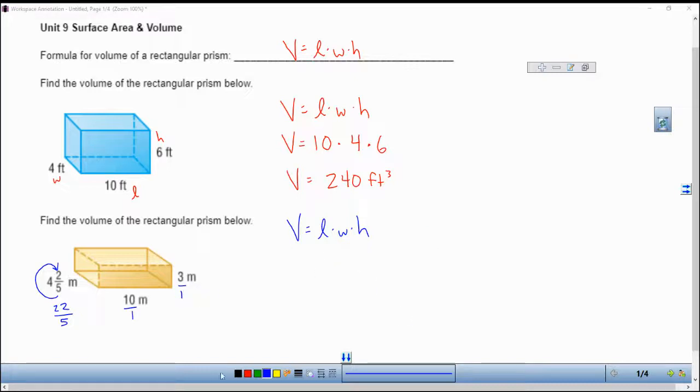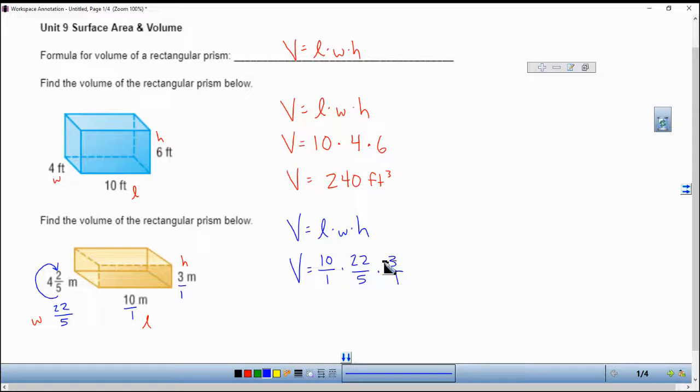It doesn't matter really which one's which. I'll call 10 the length, 22 fifths the width, and 3 the height. If you mix up the labels, no problem. You're still going to get the same answer. The length is 10 over 1, the width is 22 fifths, and the height is 3 over 1.